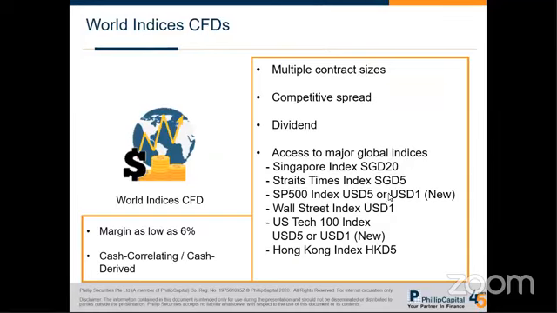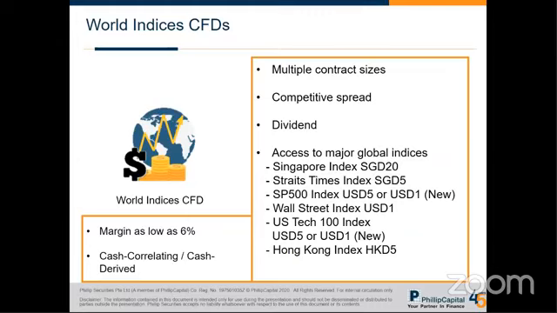The Wall Street Index is considered the Dow Jones, the 30-stock index. For the S&P 500, next Monday they are welcoming a new member, Tesla, joining the index. US Tech 100 is the NASDAQ one, which includes the big tech companies. We have two sizes as well, $5 and $1. Hong Kong Hang Seng Index is $5 in Hong Kong dollars. We also have other indices such as the Nikkei 225 and the Malaysia FBM KLCI.